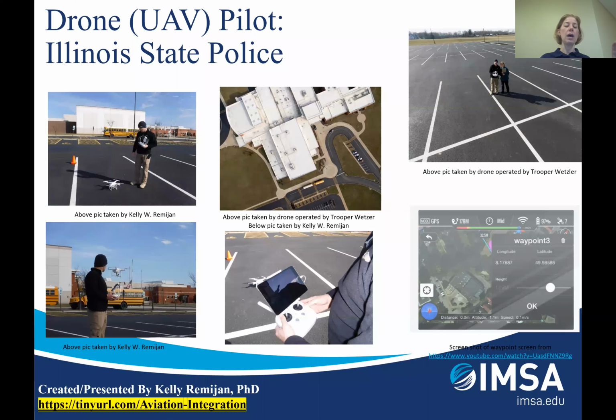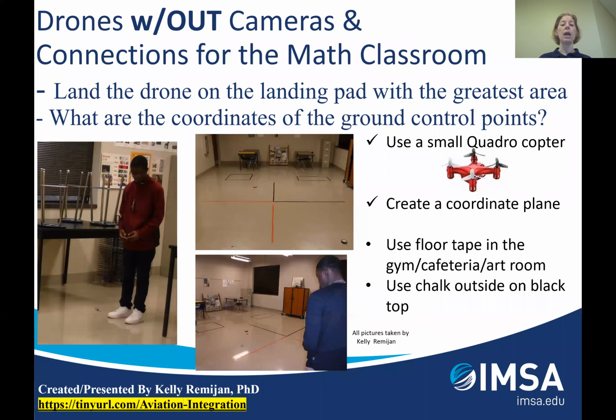More with helicopters can then lead into the idea of drones. And you could have students utilize these small quadrocopters. You could have them land them on a coordinate plane if it's within a classroom, or you could use chalk outside. But I always say doing things inside makes it a little bit more manageable and easier to plan. You can have them identify the coordinates of ground control points. You could have them landed on different types of landing pads.